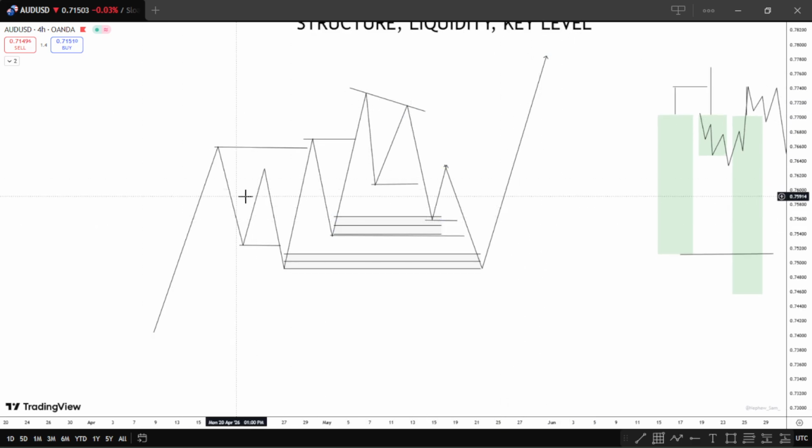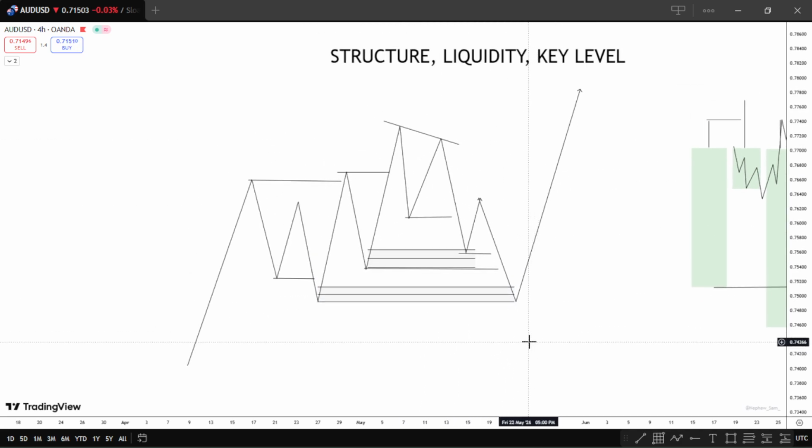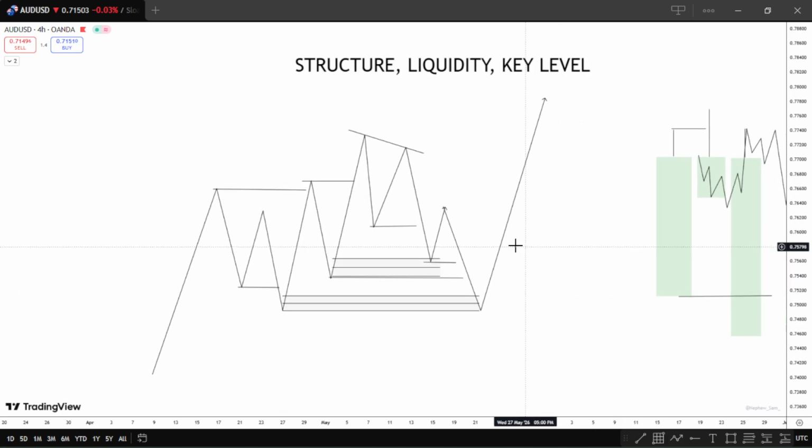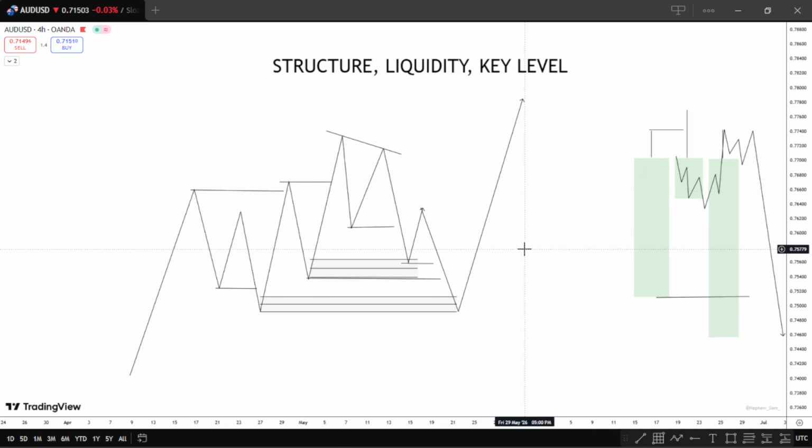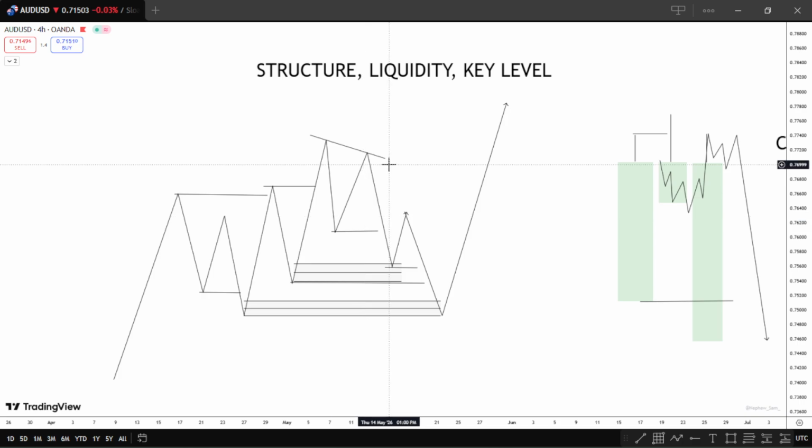All right, so structure, liquidity, key level. Very, very important: structure, liquidity, key level. This alone guarantees you profit, I'm not going to lie. This alone guarantees you massive profits if you learn and understand it.